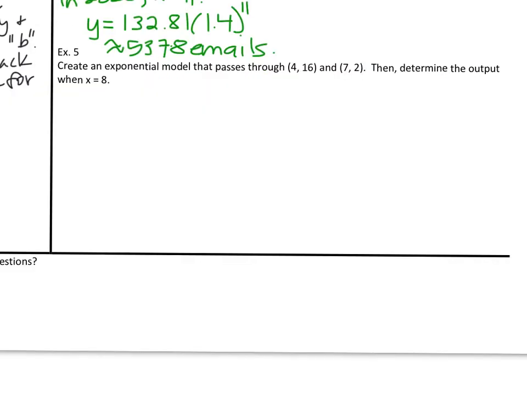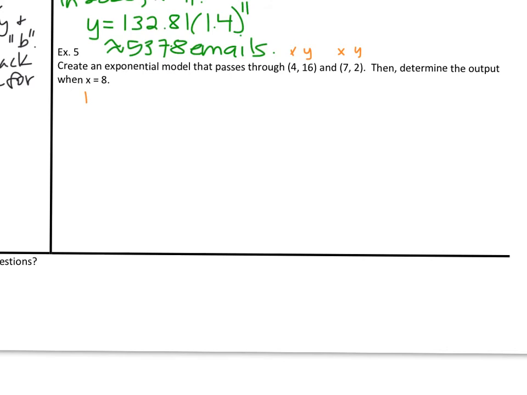All right, let's try one more. Create an exponential model that passes through those 2 points. Then determine the output when x is 8. We have 2 coordinates. We'll define them as x and y. And we'll follow our 5 steps one more time.